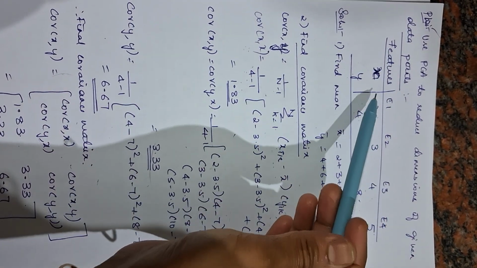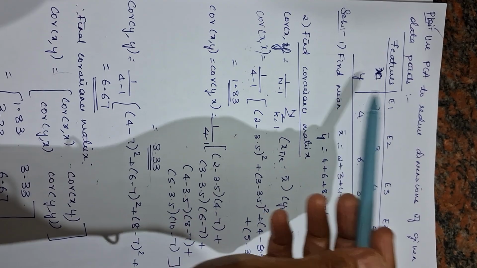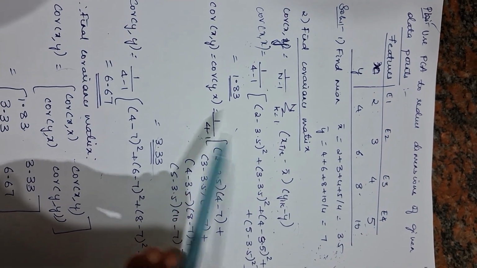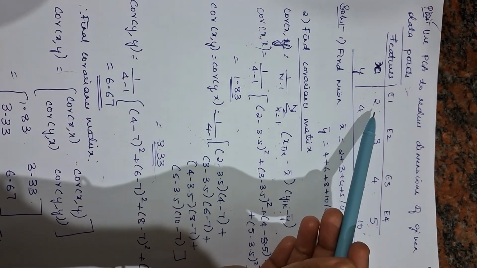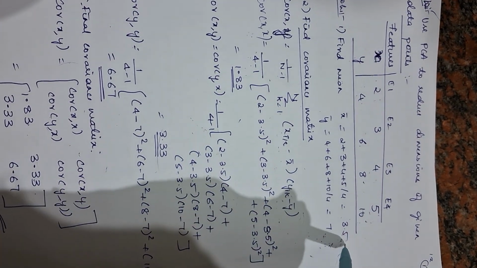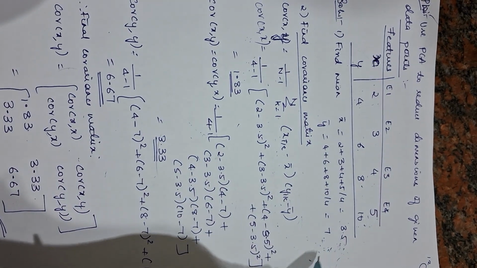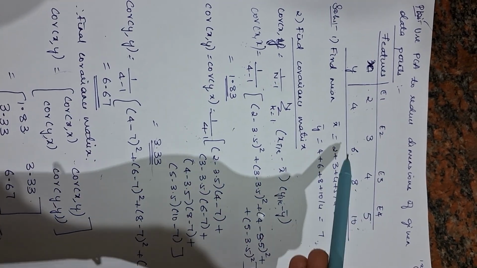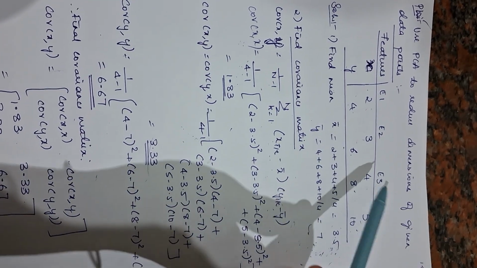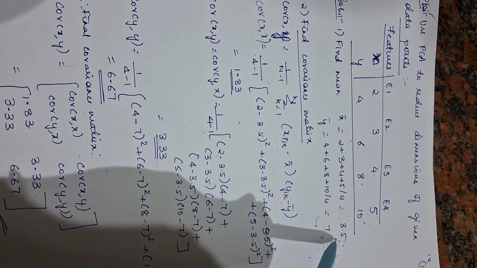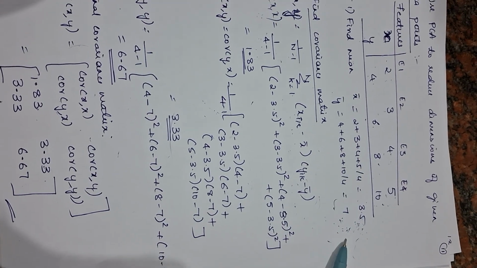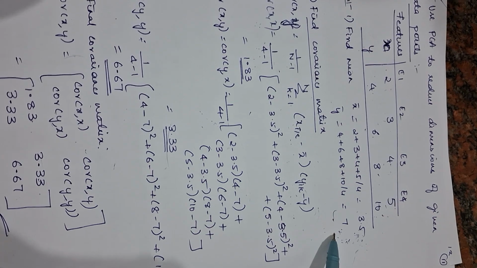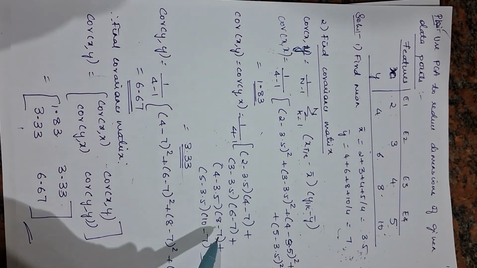Next you find covariance of x comma y, which is nothing but covariance of y comma x. So you get 1 by 4 minus 1 into 2 minus 3.5 into 4 minus 7, plus 3 minus 3.5 into 6 minus 7, plus 4 minus 3.5 into 8 minus 7, plus 5 minus 3.5 into 10 minus 7. So you get the value as 3.33.